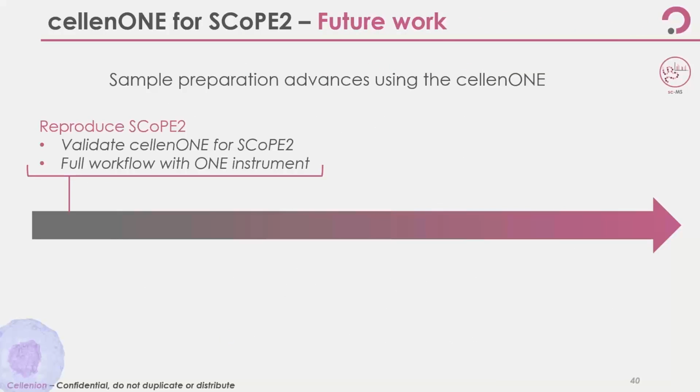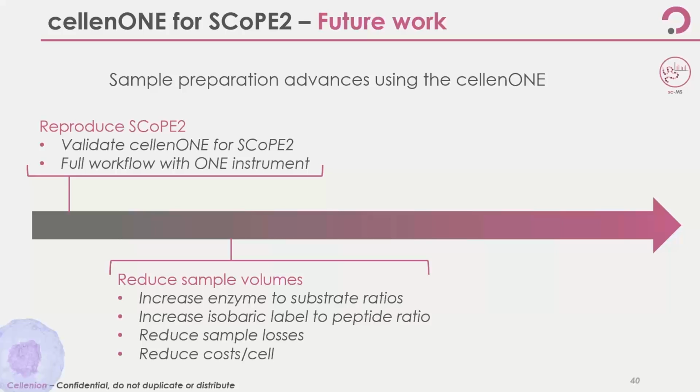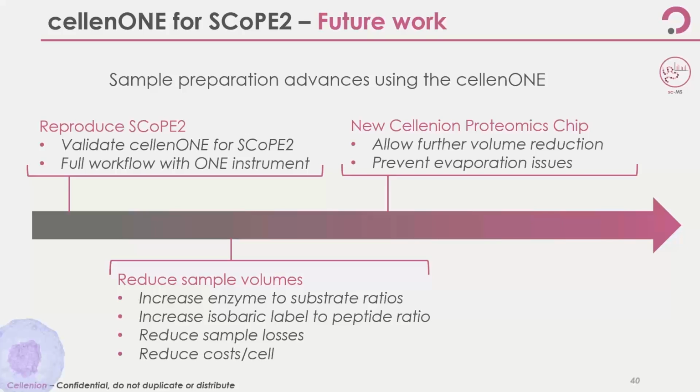So far, we managed to reproduce the SCoPE2 experiment. So we validated that our machine can be used, and we can achieve the full workflow within 1 single instrument. And what we want to do next is to reduce the sample volume. This should allow us to increase the enzyme to substrate ratio, increase the isobaric label to peptide ratio, so reduce sample losses as well as reduce cost per cell. And soon as well, we'll launch a proteomic chip that will allow further volume reduction and that will prevent evaporation issues within the small volumes.